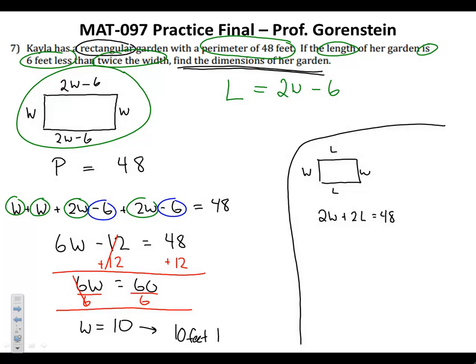10 feet by, now if we plug 10 in for the W in the length, 2 times W minus 6, 2 times 10 is 20, 20 minus 6 is 14. So the width is 10 and the length is 14. To answer the question, the dimensions of the rectangle are 10 by 14. We want to include the units, so 10 feet by 14 feet.